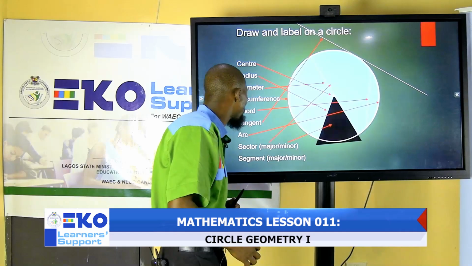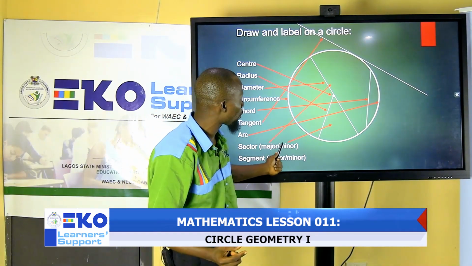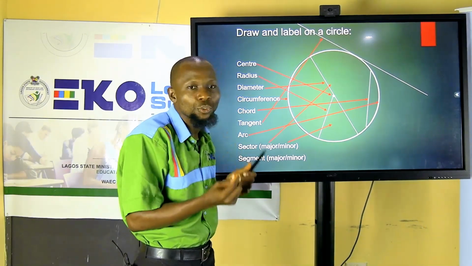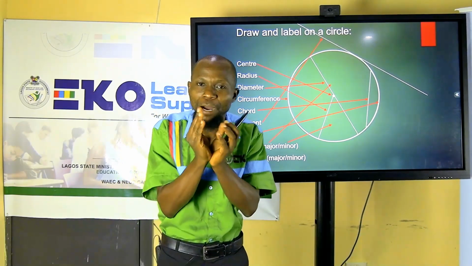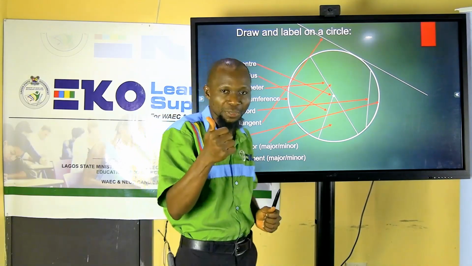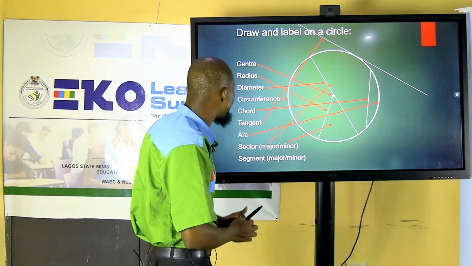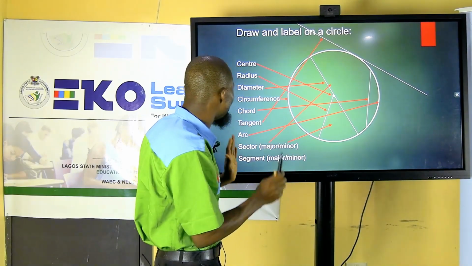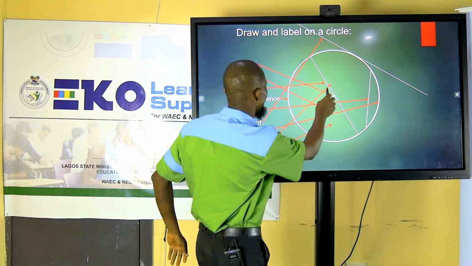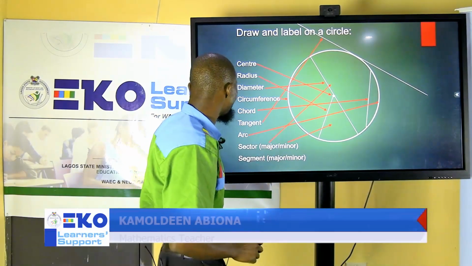We also have what we call a sector. I said earlier we have a major sector and a minor sector. So when we say a sector, it means an area that is bounded by what? An arc and 2 radii. You remember we have discussed radius before. So when we have the region that is bounded by an arc and 2 radii, we have what we call sector.